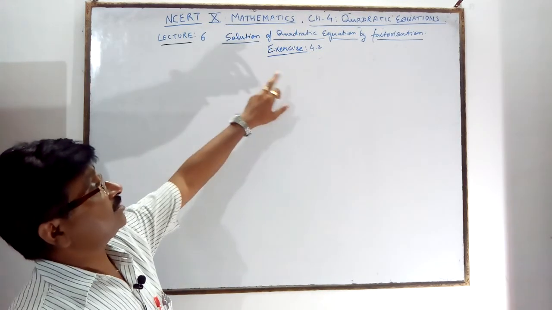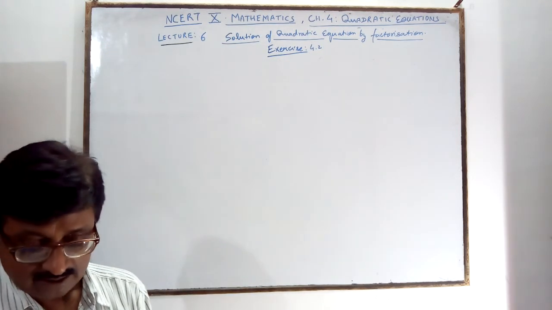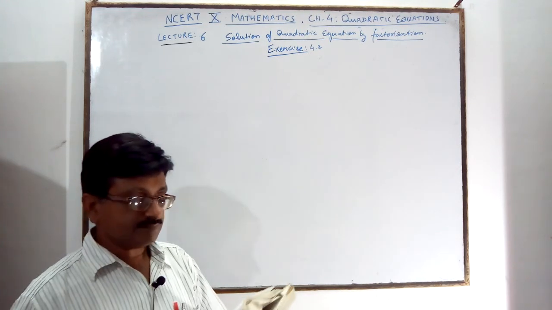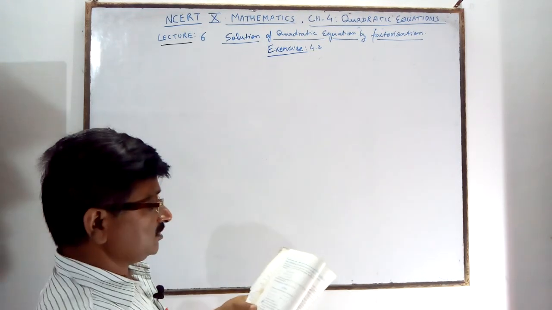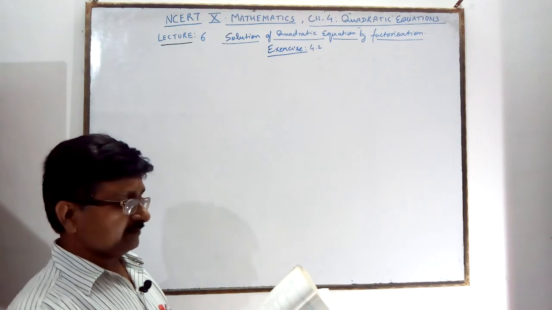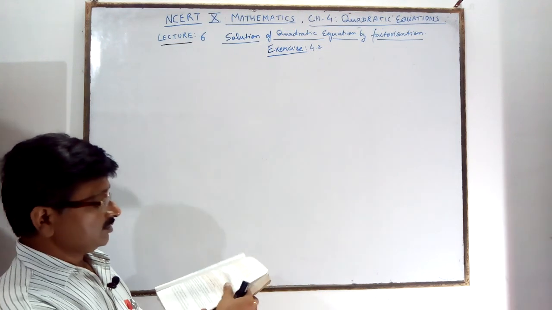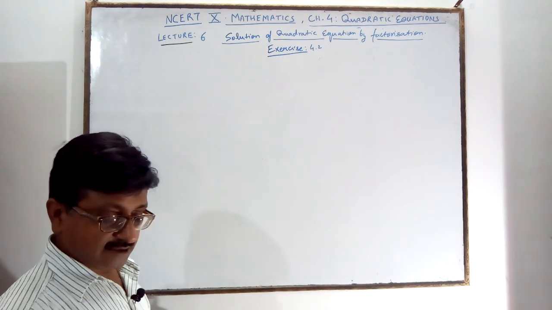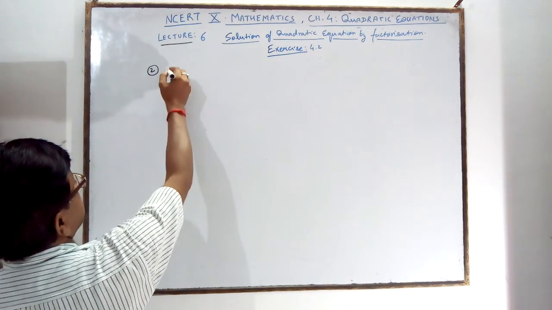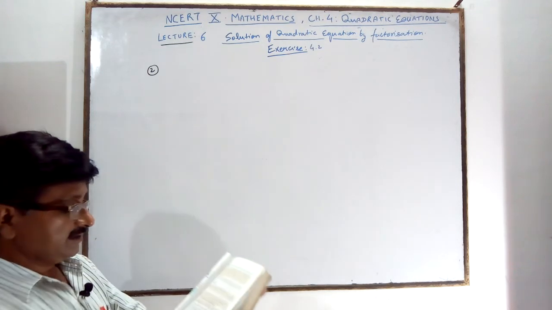Chapter 4, Quadratic Equation. In this Exercise 4.2, question number 2, you will solve the problem given in Example 1. In the second lecture I told you about the question: John and Jayanti together have 45 marbles. That question, Example 1, the John and Jayanti question, was given.